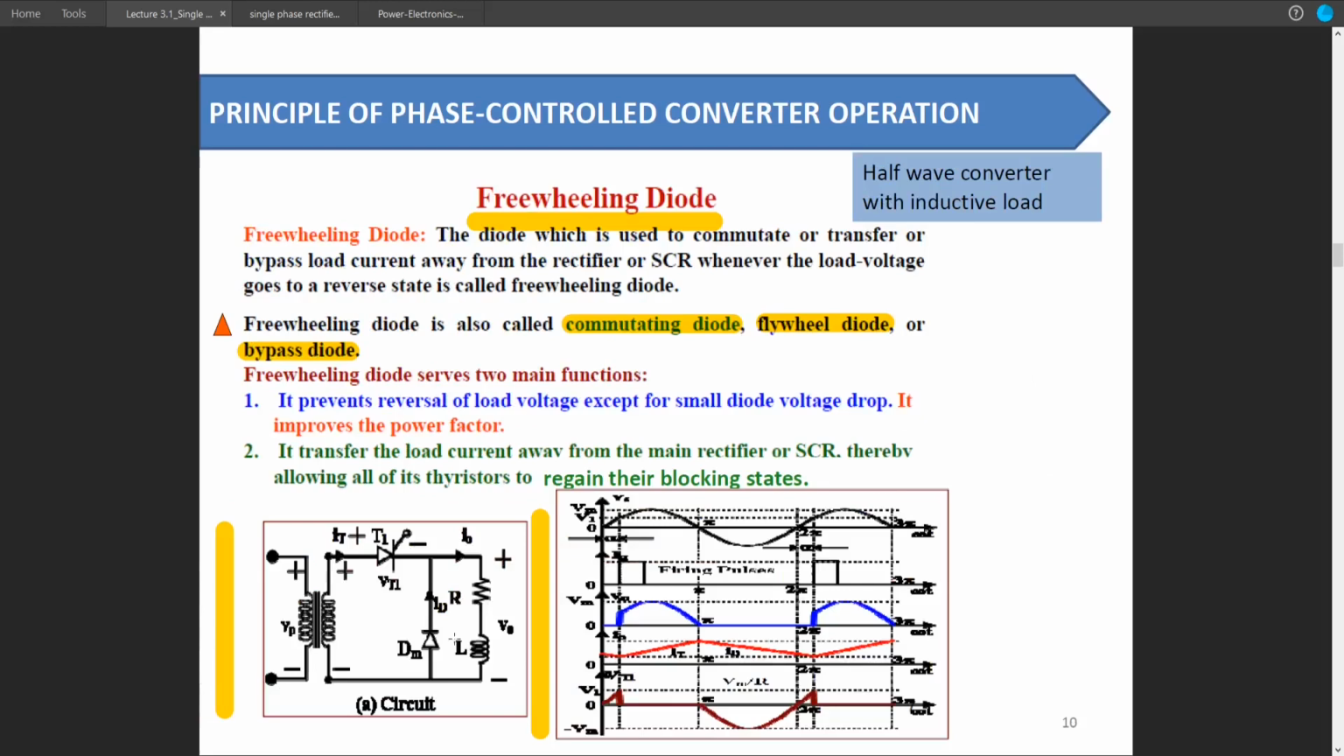But if we introduce a freewheeling diode, the negative portion of the voltage waveform will be removed. As you can recall, this is a rectifier circuit. If the voltage is positive, then the diode is reverse biased, and if the voltage becomes negative, the diode will be forward biased. So the diode will chop off the negative portion of the voltage waveform. This freewheeling diode is very useful in case of a highly inductive load.